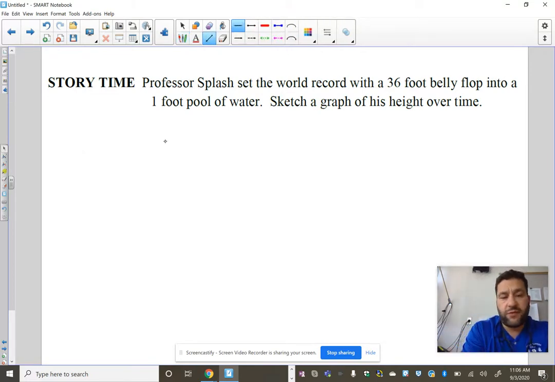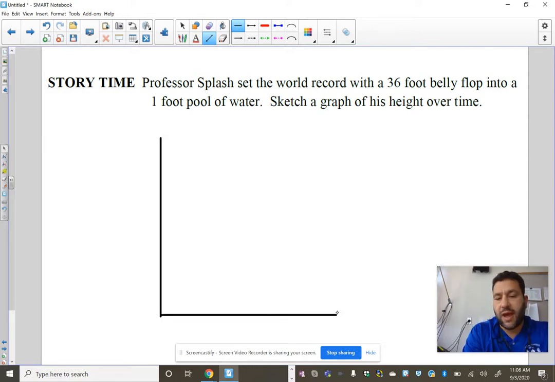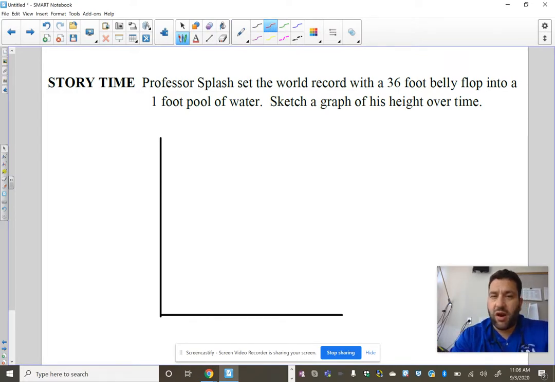Sketch a graph. First thing we want to do is put our x and our y axes just by putting a line. We want to label them. So let's think about this. What are our variables? Our variables would be distance, and our other variable would be time.